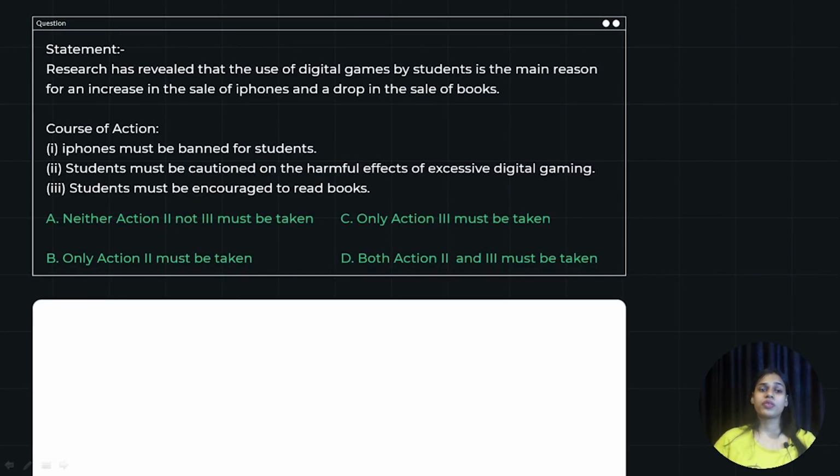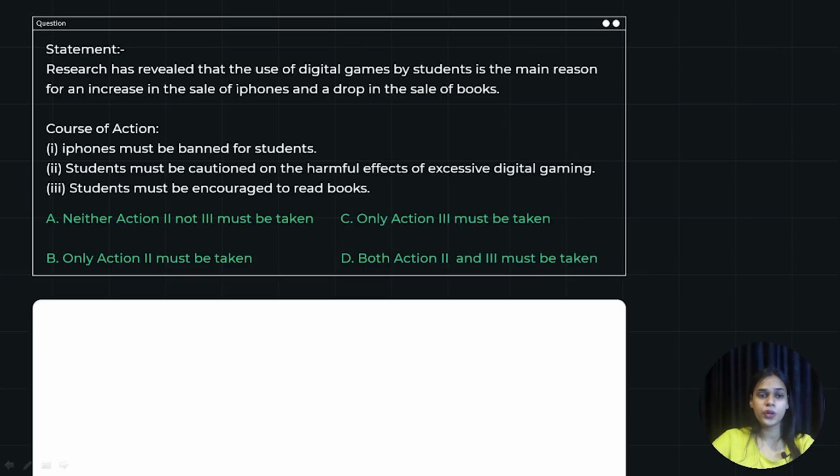Okay, so 9th question. Statement: research has revealed that the use of digital games by students is the main reason for an increase in the sale of iPhones and a drop in the sale of books. All right. So there is a statement given to you and you have to decide what course of action you would take further, basing on the statement given to you. All right. So yes, please start solving it. Set a timer for yourself and then we'll quickly see the answer.